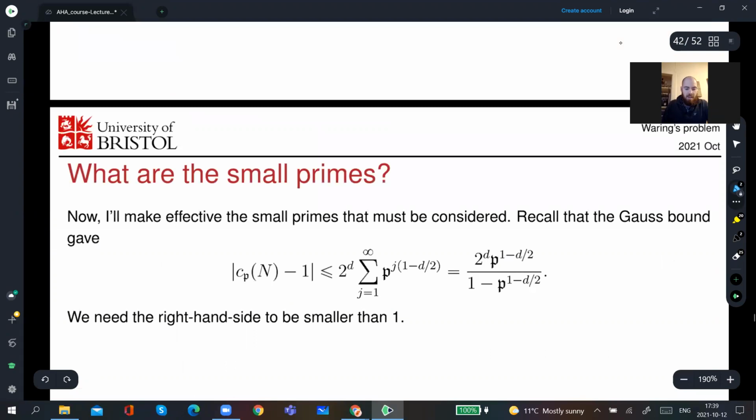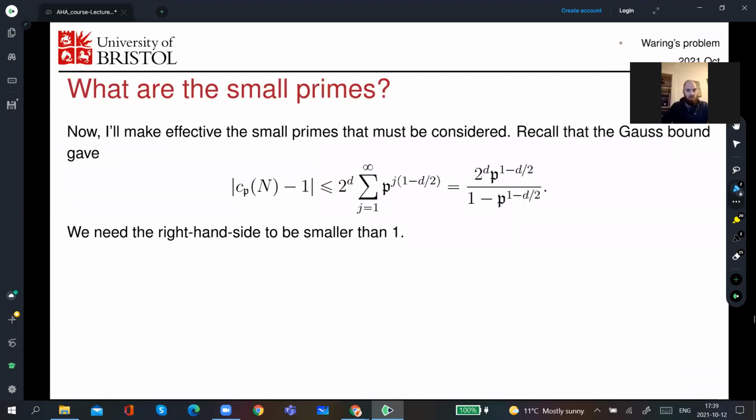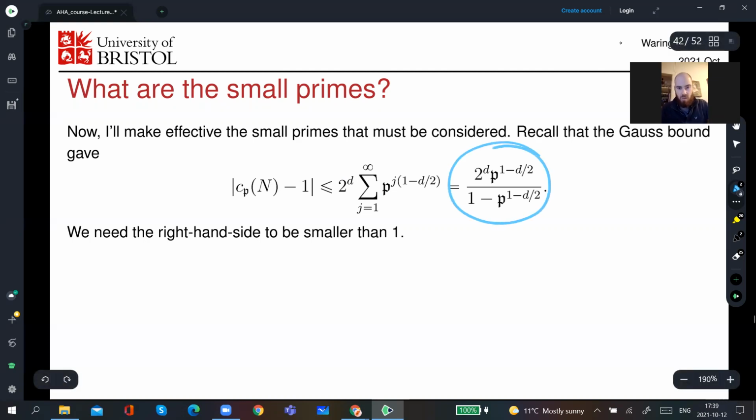Right. Now let's make effective what the small primes are that I alluded to in the past lecture. Going back to our Gauss bound, we had this bound for Cp of n minus 1, coming from just using the Gauss bound and summing up a geometric series. In order to show that Cp of n is not 0, it suffices to show that this expression is less than 1, because then Cp of n has to be close enough to 1 that it is not 0. Simple.